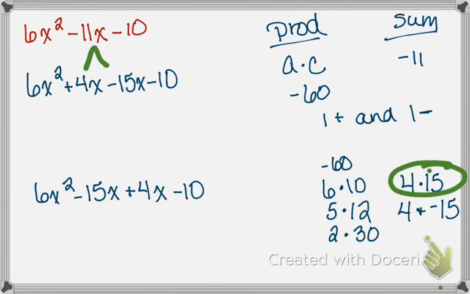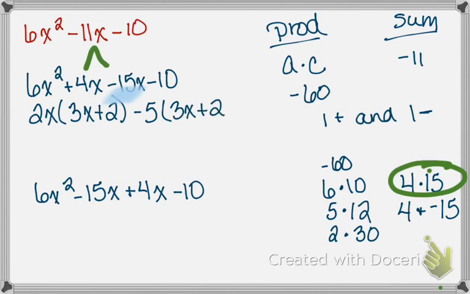What comes out of 6x squared and 4x? Good, I heard a 2x. So 2x comes out of that, and I'm left with 3x plus 2. Now, because this 15 is negative, that's a clue that you're probably going to have to take out a negative number here. We're going to take out a minus 5, and I'm left with 3x plus 2. So my answer here is 2x minus 5 and 3x plus 2.